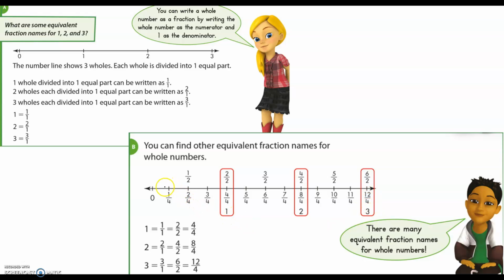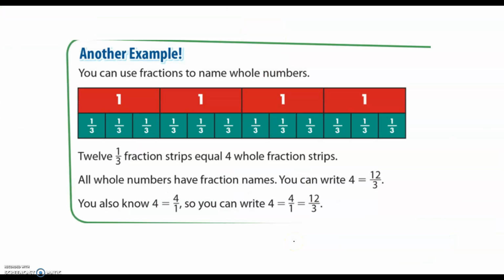Looking at the halves, we have 1/2 and 2 halves. 2 halves is the same as 1 whole. 3 halves, 4 halves, 2 wholes. 2 goes into 4 2 times. 5 halves and 6 halves, or 3 wholes. 2 goes into 6 3 times. There's many equivalent fraction names for whole numbers.